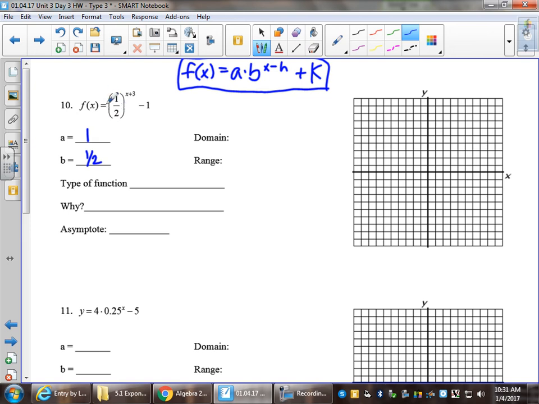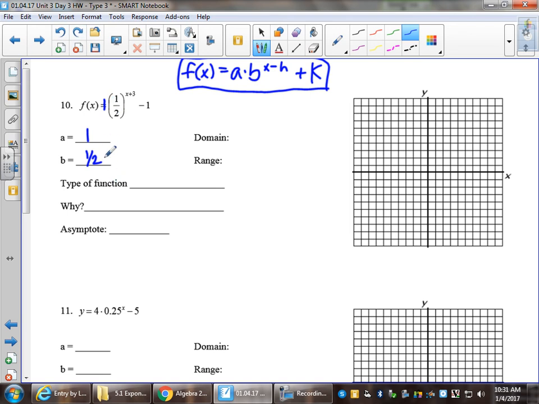A can't be 0. If this was 0, 0 times anything, this entire piece would be gone and you wouldn't even have an exponential function. So what we really have going on right there is an invisible 1 that's out front. It's just not written down. So A is 1, B is 1/2. Another way to think of it, what's in parentheses is always B, raised to the exponent.